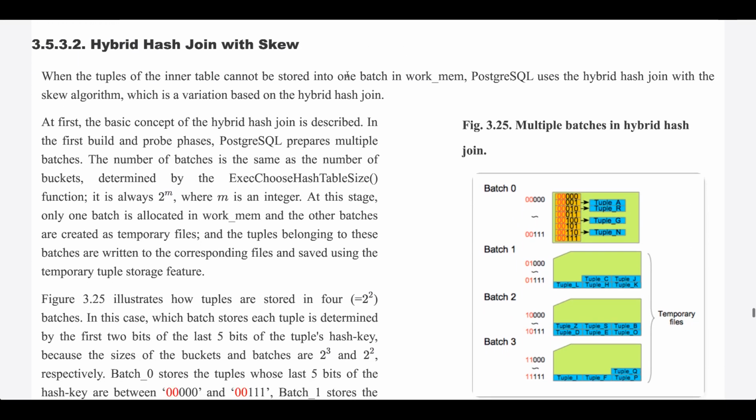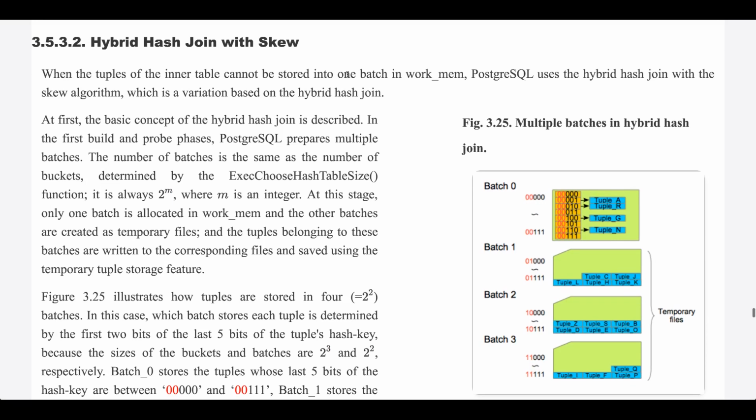3.5.3.2 Hybrid hash join with skew. When the tuples of the inner table cannot be stored into one batch in workmem, Postgres uses the hybrid hash join with skew algorithm, which is a variation based on the hybrid hash join. At first, the basic concept of the hybrid hash join is described.